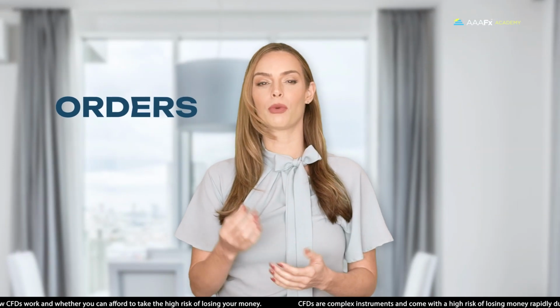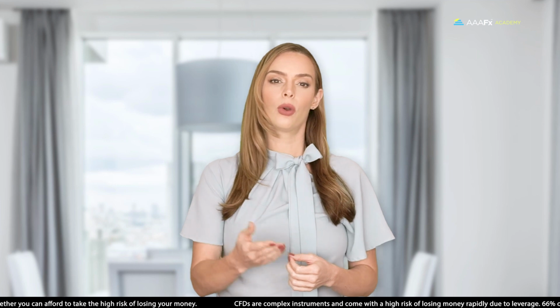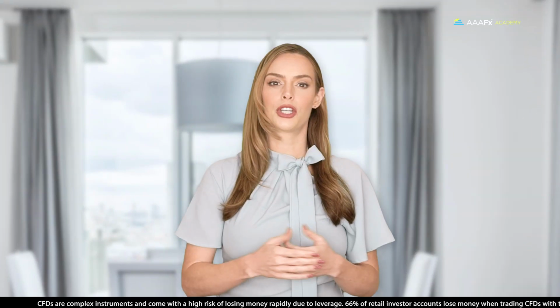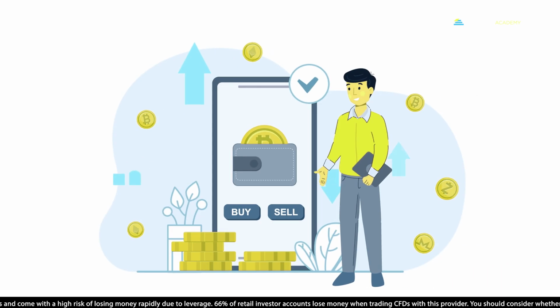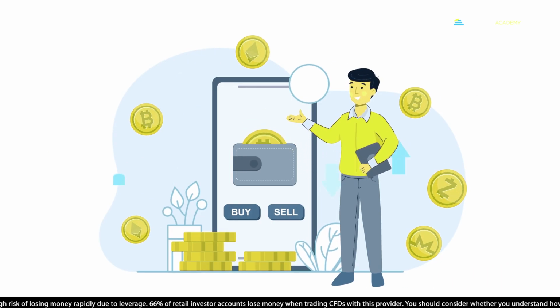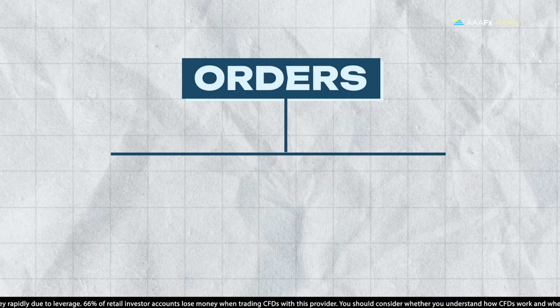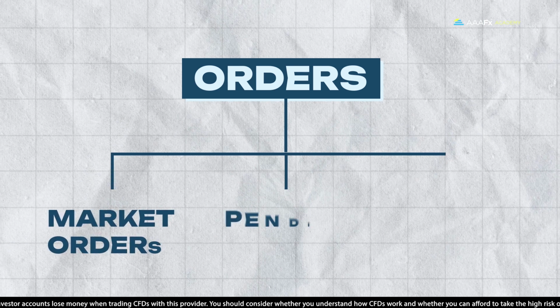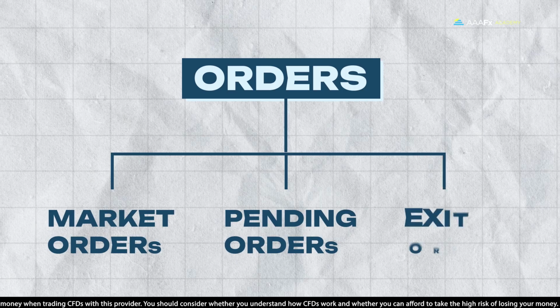Let's understand the term orders first. Orders are, in essence, the precise instructions that traders convey to their brokers. These instructions lay out the exact volume and price at which they want to buy or sell a particular trading instrument. Orders are of three types. Number one, market orders. Number two, pending orders. And number three, exit orders.